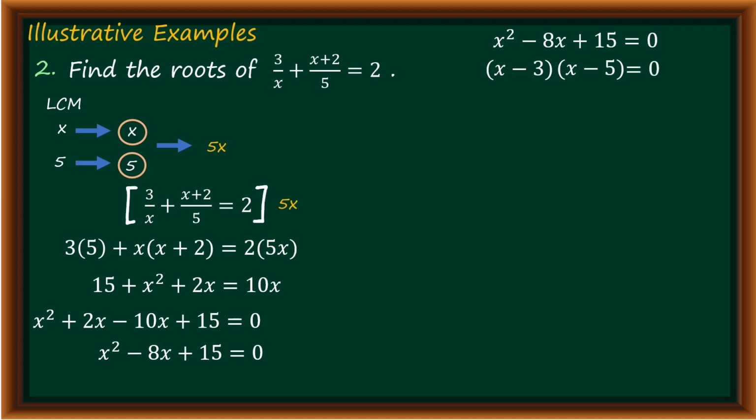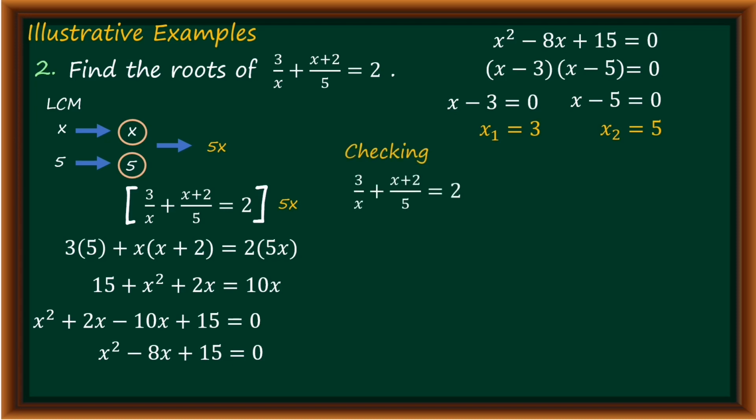Let us solve for the first value of x by using x minus 3 is equal to 0. So our first x is equal to 3. For the second x, we have x minus 5 is equal to 0, so our x sub 2 is equal to 5. Now, let us check if these solutions will satisfy our original equation, 3 over x plus 2 all over 5 is equal to 2. Let us substitute 3 for the variable x.